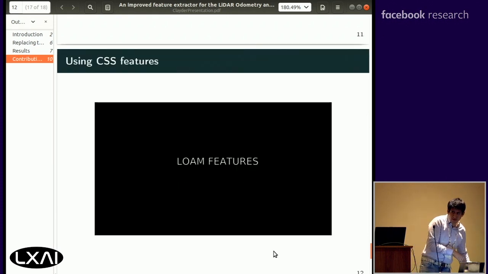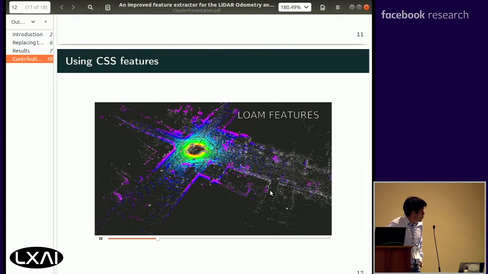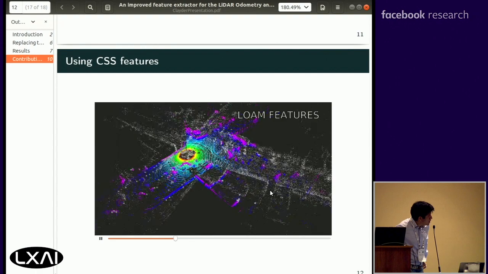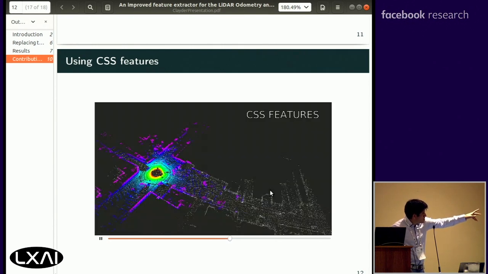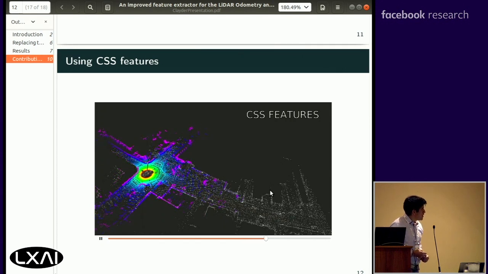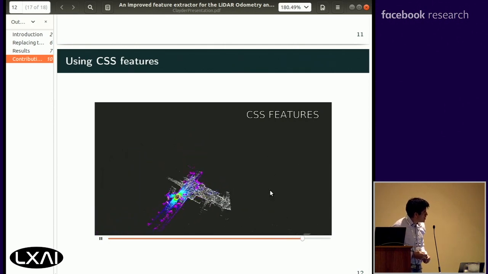Finally, I'm going to show you what happened with the previous video. This is the video I showed you at the beginning, and this video was showing the LOAM algorithm, and it produced the rotation error. When I replaced it with the CSS feature extractor, you can see there that the rotation error is not present anymore, at least in the data I have used.